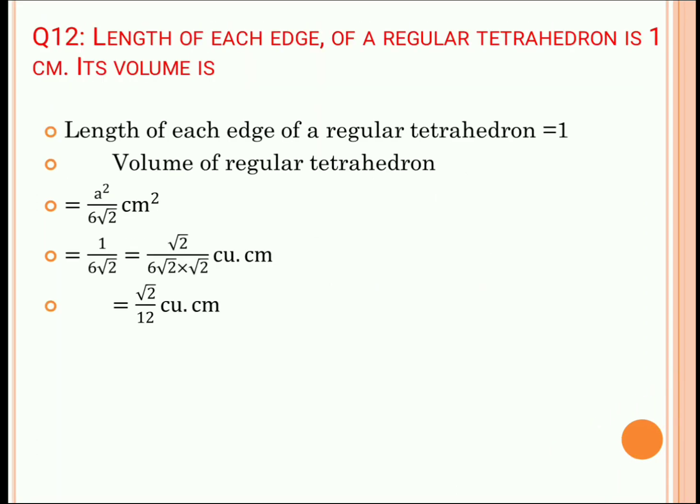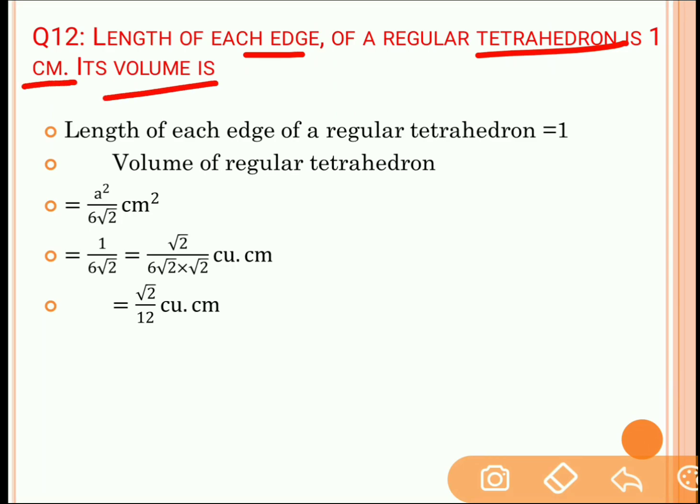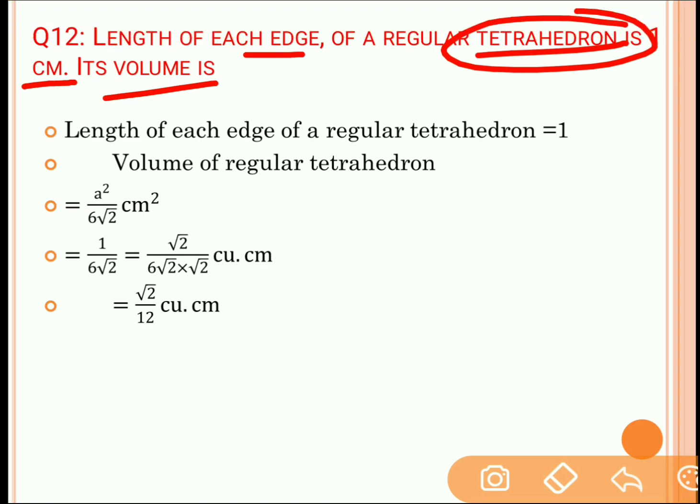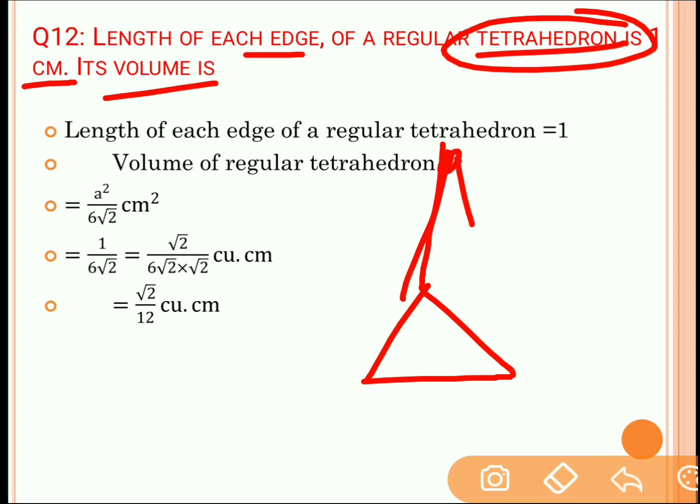Next problem, question number 12. The length of each side of a regular tetrahedron is 1 centimeter. Find its volume. A tetrahedron is a type of pyramid in which the base is a triangle. So there is one triangle at the bottom and there is an apex point. Now if we join this apex point with these corner points, you will get a tetrahedron. So the tetrahedron will look like this.